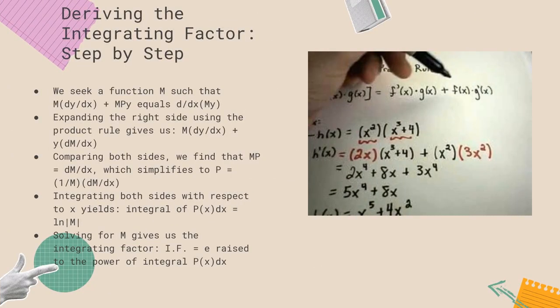We derive the integrating factor by seeking a function, m, that allows the equation to become the derivative of a product. Through a series of algebraic and integral steps comparing both sides and solving for m, we arrive at the integrating factor formula. m equals e raised to the power of the integral of p of x dx.